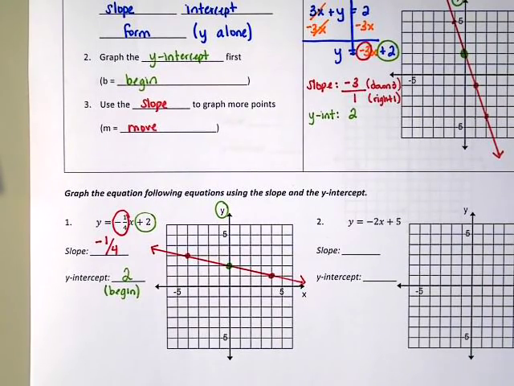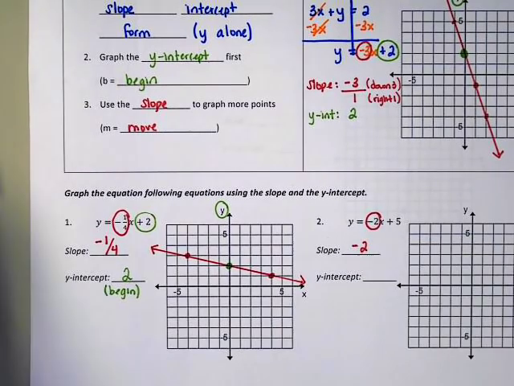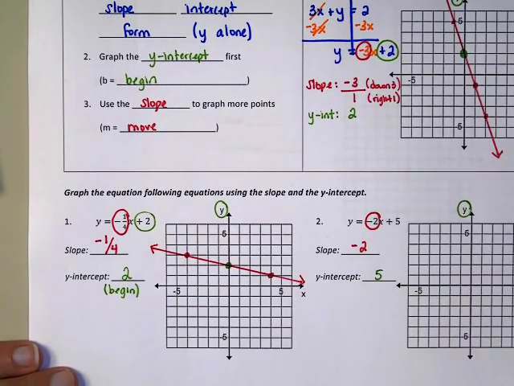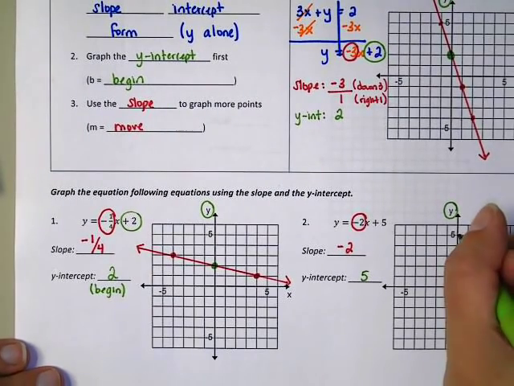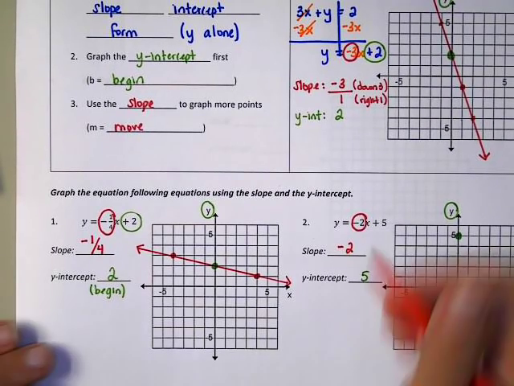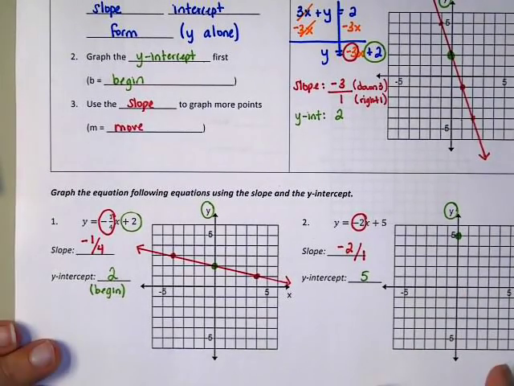For the next problem, the slope would be negative 2, and the y-intercept would be 5. I'm going to begin on the y-axis on the positive 5. Now, negative 2 is a great slope, but I can only see my rise. I can't see my run yet. So I'm going to put over 1 here to show that I'm going right 1 each time.